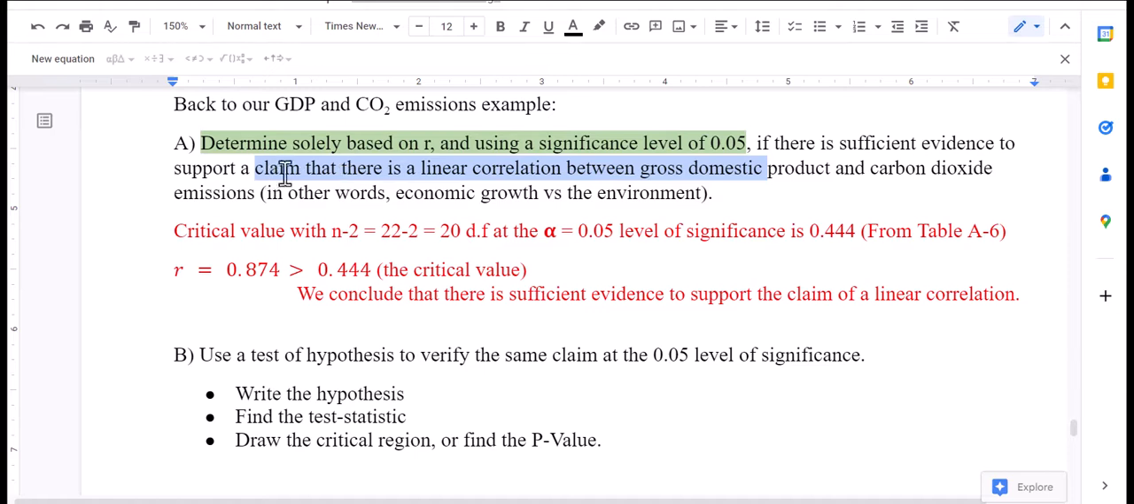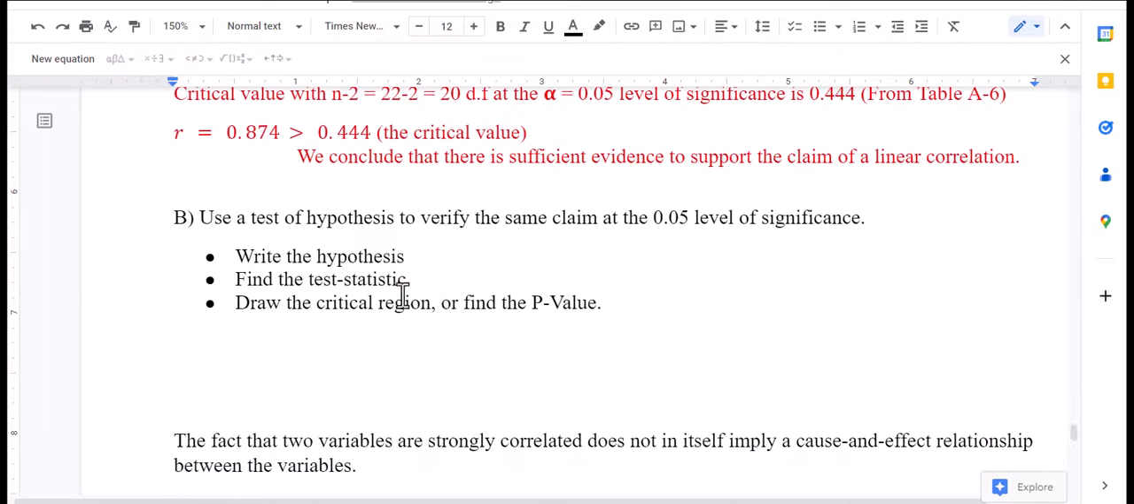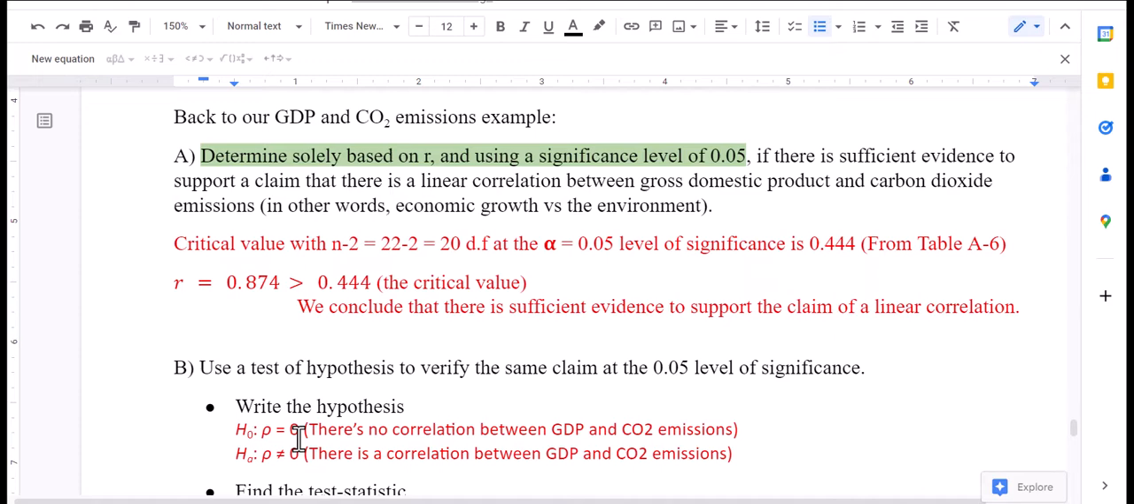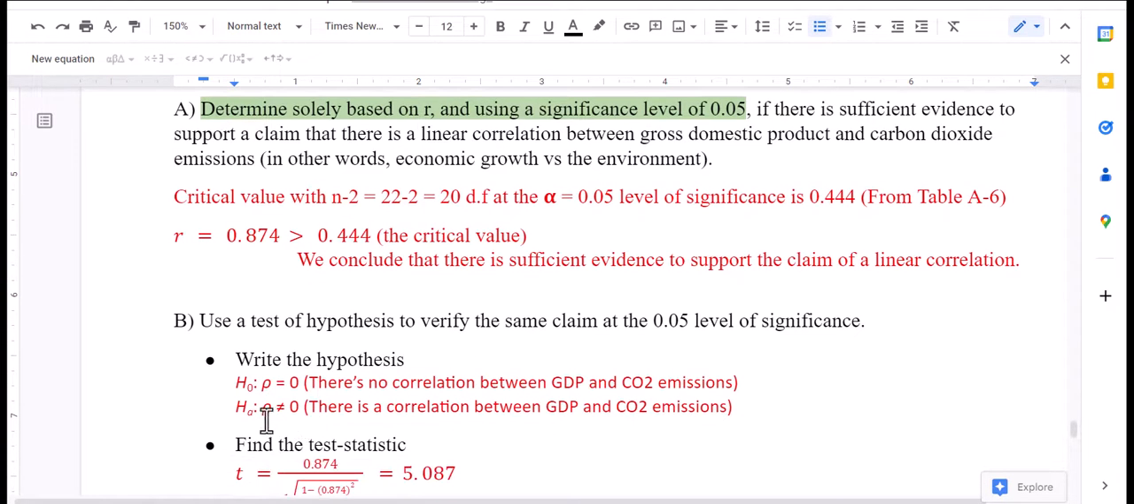If it said the claim that there is a positive linear correlation, then it will be a right tail. If it said the claim that there is a negative linear correlation, then it will be a left tail. More often than not, you're just going to try to see if there is a correlation, regardless of which direction. So most of the time, it will be a two-tailed test for correlation. All right, so then we have our hypotheses: there's no correlation between GDP and CO2 emissions, so rho equals 0. And then there is a correlation between GDP and CO2 emissions.